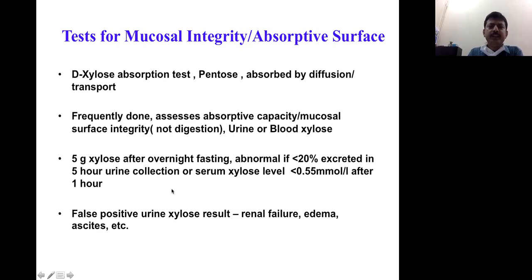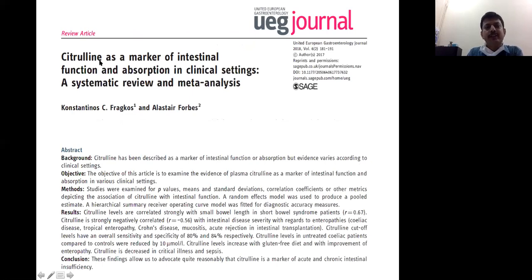Of late, there has been a lot of interest in a marker called citrulline. Citrulline is an amino acid which is produced by the small intestine. So if you have a healthy intestine and an adequate amount of surface area, then citrulline levels are good.